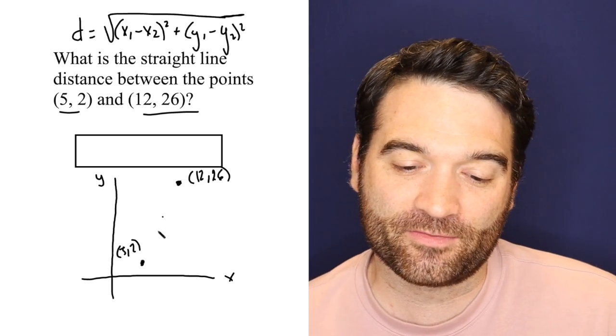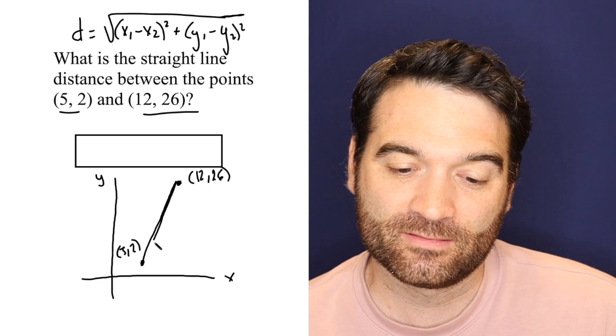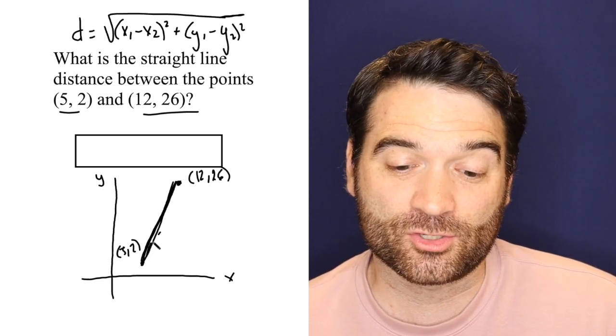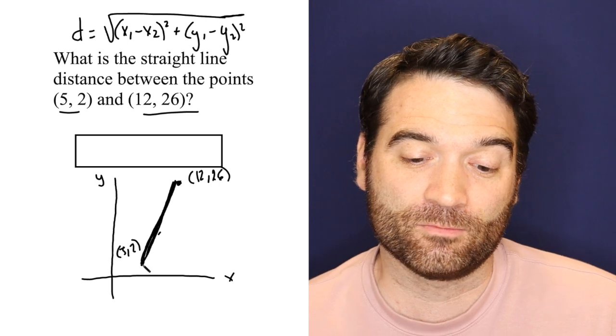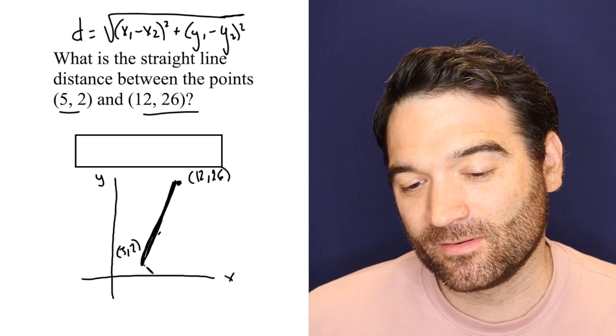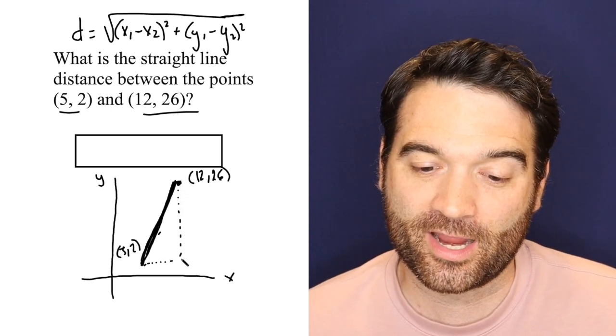All right, so I'm trying to find, again, this straight line distance right there. Not the slope. I didn't ask for the slope. I asked for the distance of this straight line right here. How far is that trip from here to here? Well, here's something that we can do. Let's turn this into a right triangle, right?